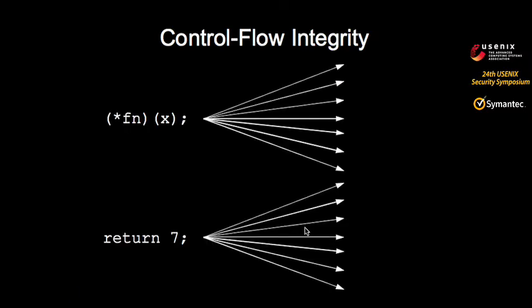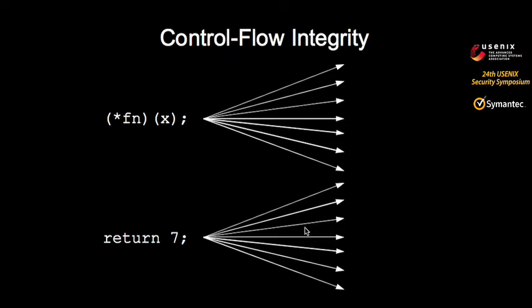So, control flow integrity. What is control flow integrity? Well, you can basically think of control flow integrity as placing restrictions on indirect branch locations. So there are basically two types of indirect branches. There are actually three, but you can think of them as being two. There's indirect calls and there are returns.